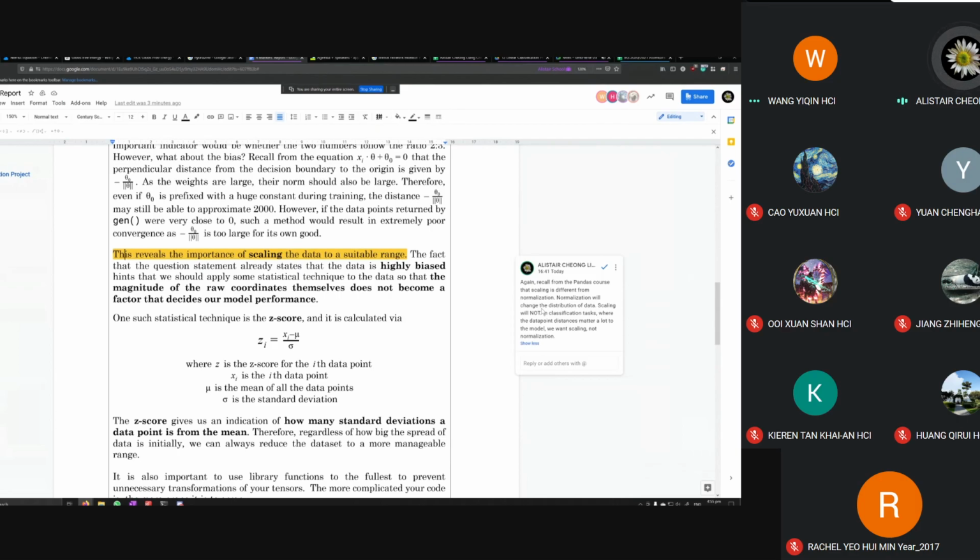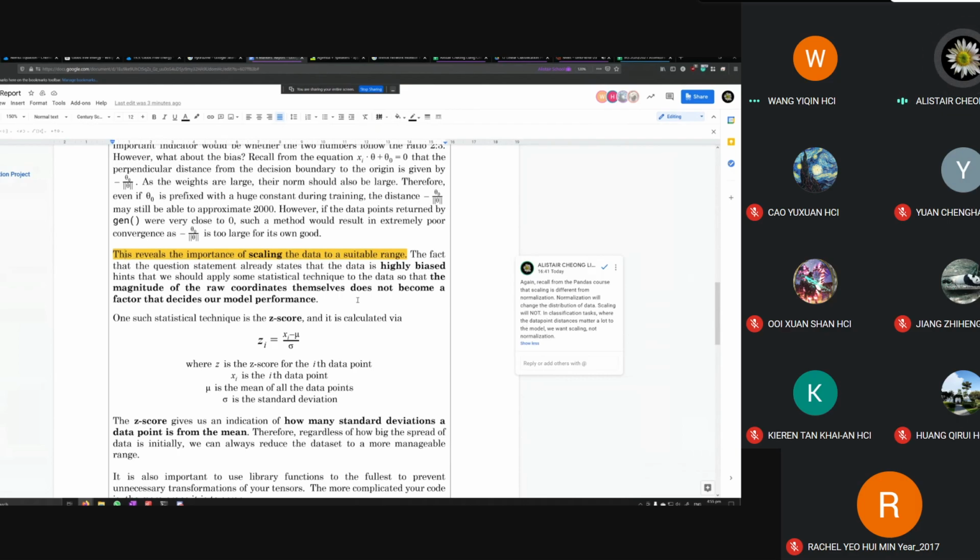Because we have a classification task here, we are concerned with the distances of the data from the decision boundary. So we cannot let the distribution of the distances for each feature change. In this case, we have a 2D case, so we have feature x1 and feature x2. We cannot change the distribution, so scaling is what we want.